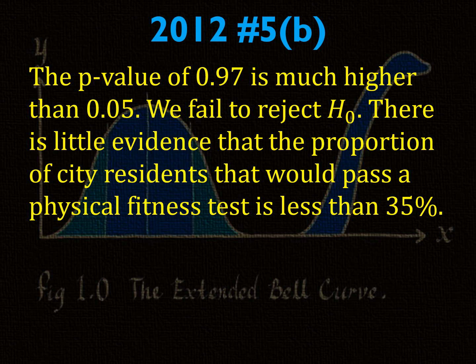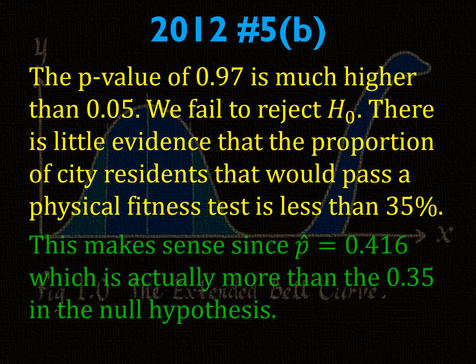So we fail to reject the null. There is little evidence that the proportion of city residents that would pass a physical fitness test is less than 35%. But that makes sense since p hat is already on the wrong side of 0.35. So you know that just on its face, the p-value is going to be really, really high because the p hat's not even in the direction of the alternative. You want an alternative that's less than 0.35, but your actual sample proportion is well higher than 0.35.